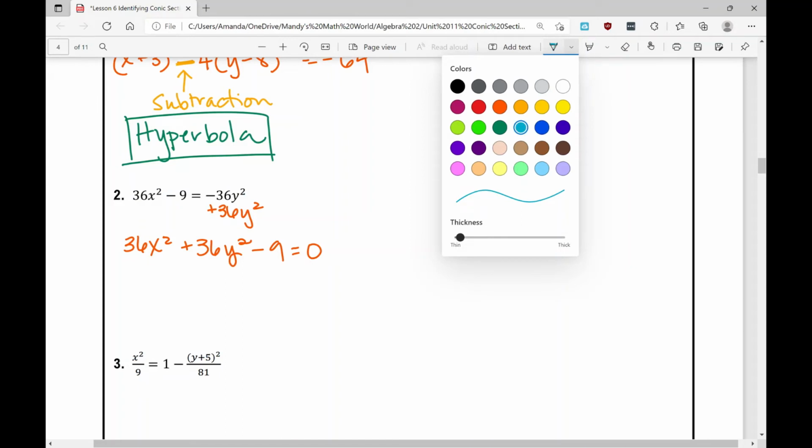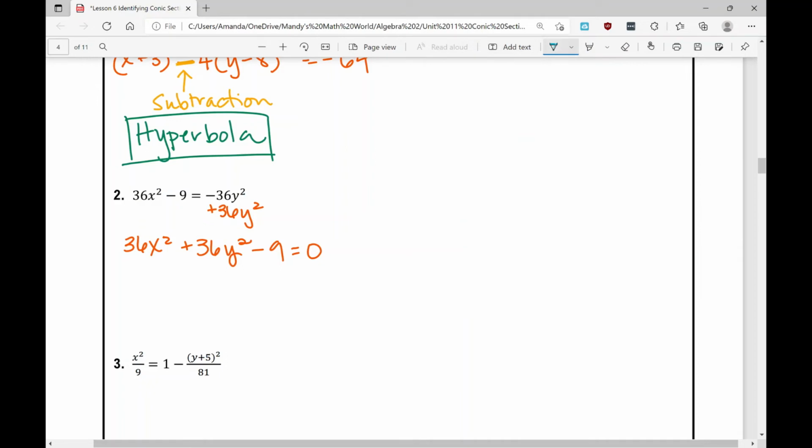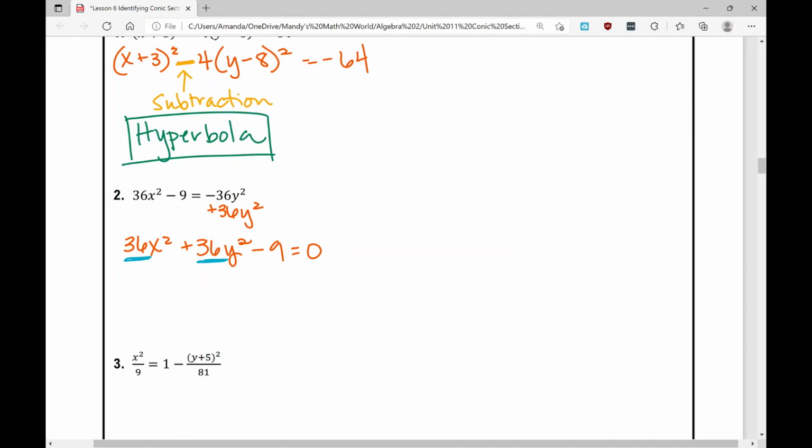So if I look at my flowchart graphic organizer thing, I know that it has an x squared and a y squared, and I know that we're adding. So I can eliminate parabola and hyperbola, and I'm left with it's either a circle or an ellipse. Because the squared terms have the same coefficients, right here I have a 36 and a 36, that tells me that this is a circle.